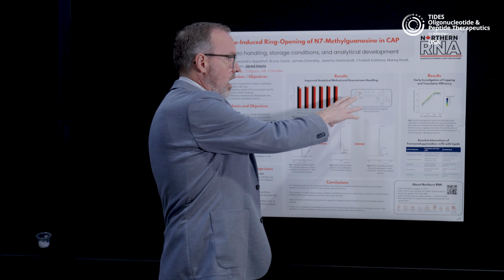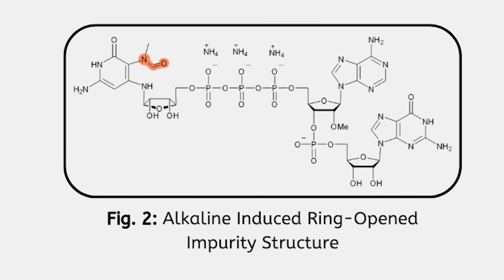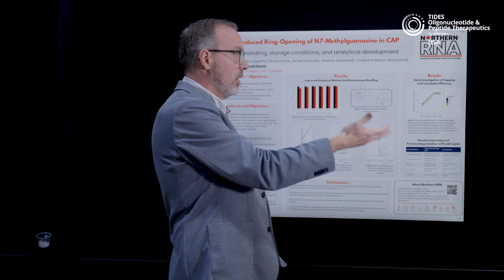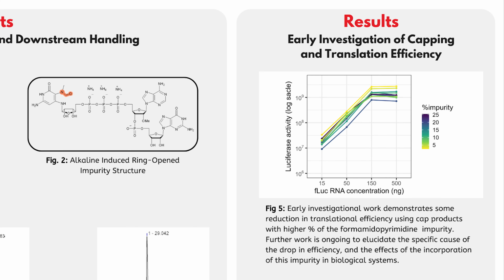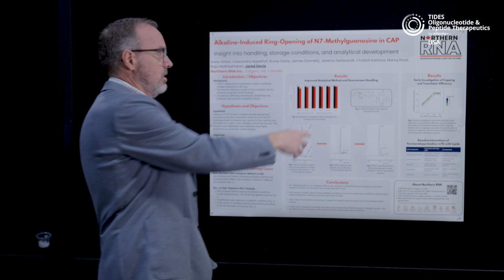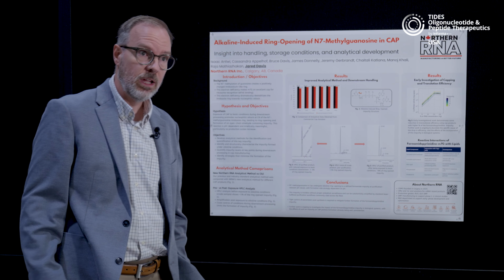So when we looked at this impurity itself, and we saw this ring opening, we wanted to test to see, okay, what does this do in vivo? We took several different mRNAs with different impurity levels from 25 to 5%. And what we saw is a general trend in lower expression, as you would expect, because this, again, shouldn't be recognized by EIF4E. We also want to, in the future, start looking at these lipid adducts with mRNA and are interested to see what the long-term impact might be.